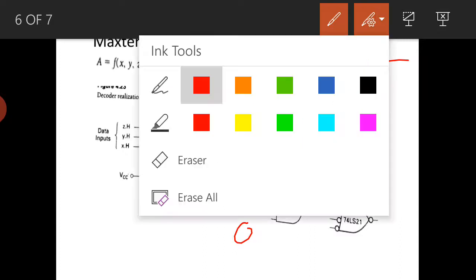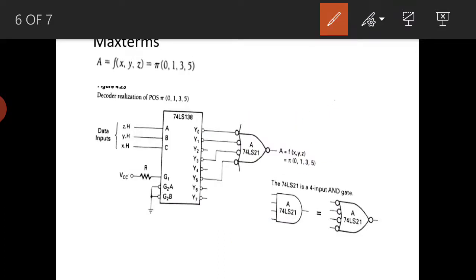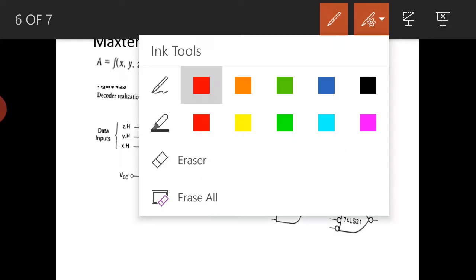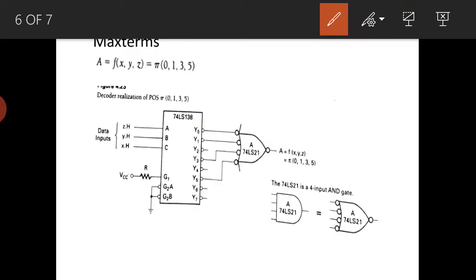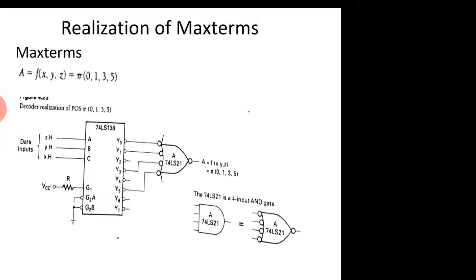Like this for other combinations you will get. Wherever there are these max terms I will get the output as 0, and for other combinations, the values other than max terms, I should get output as 1. So this is the realization using a decoder for max terms.